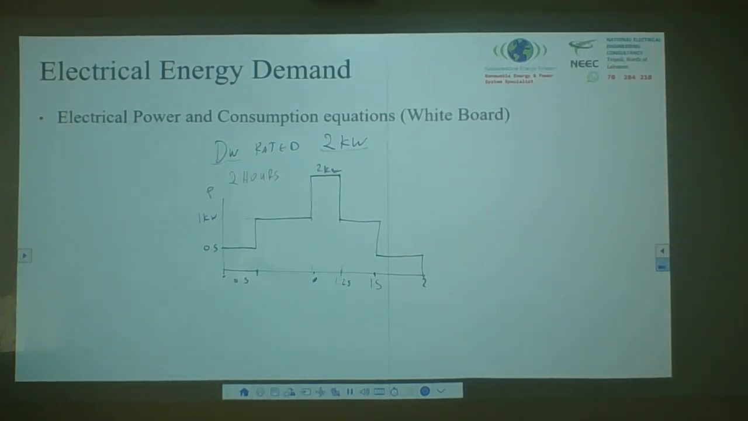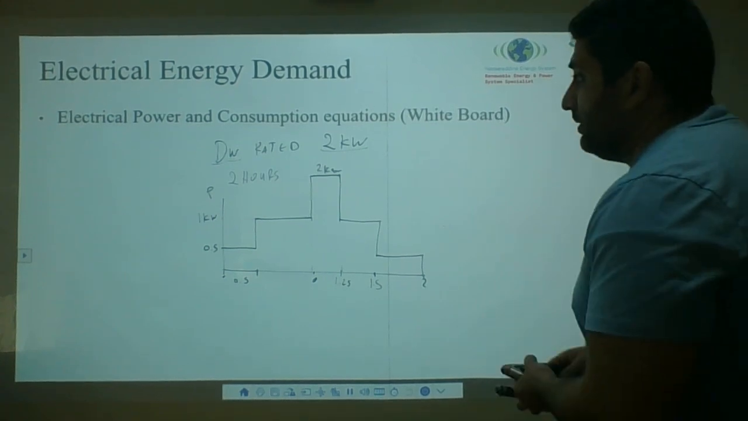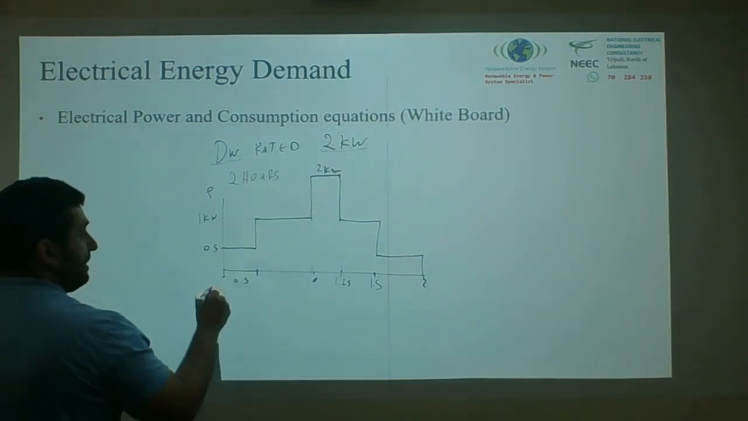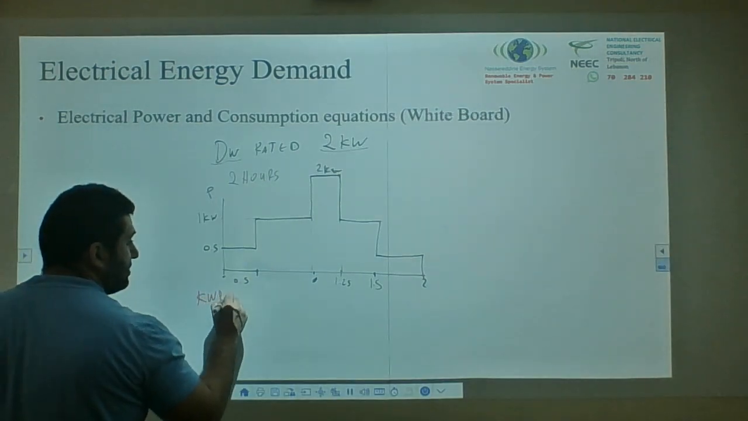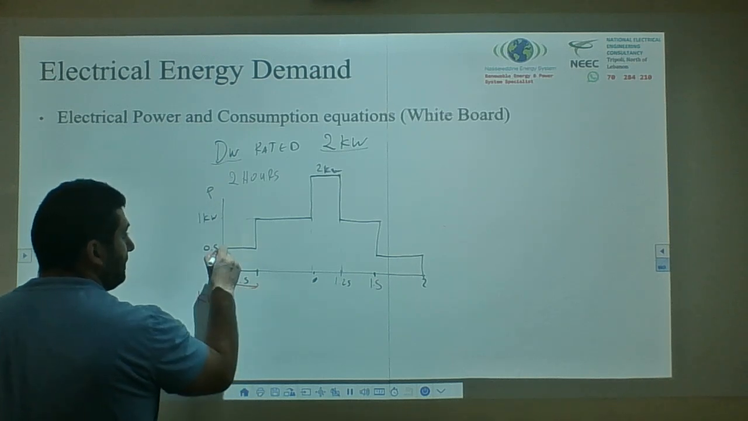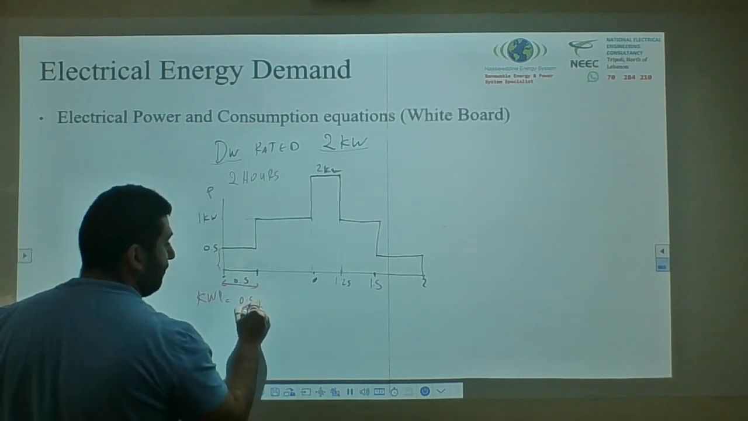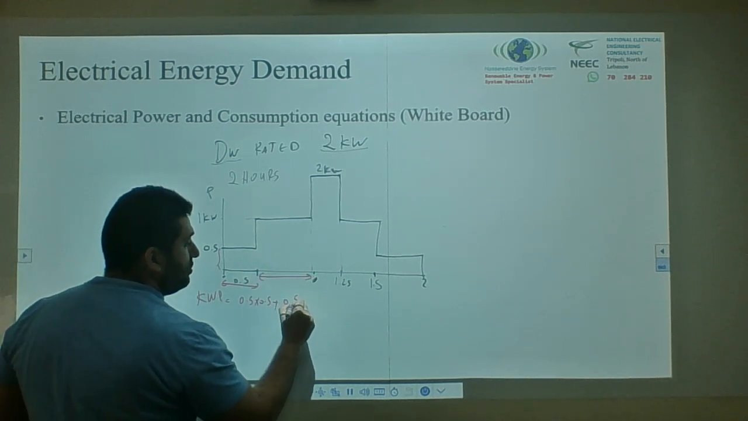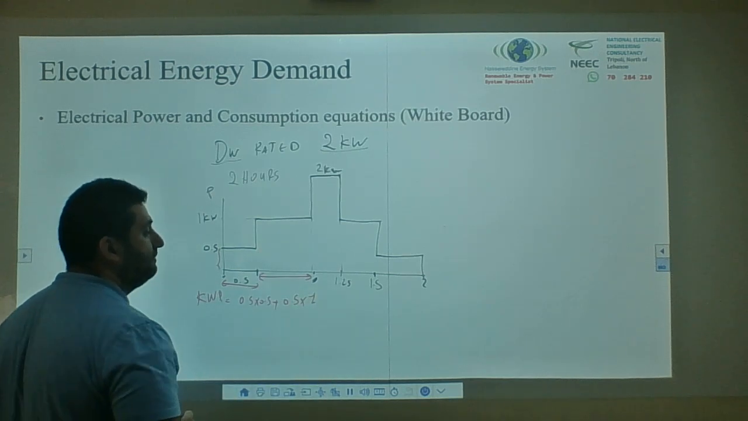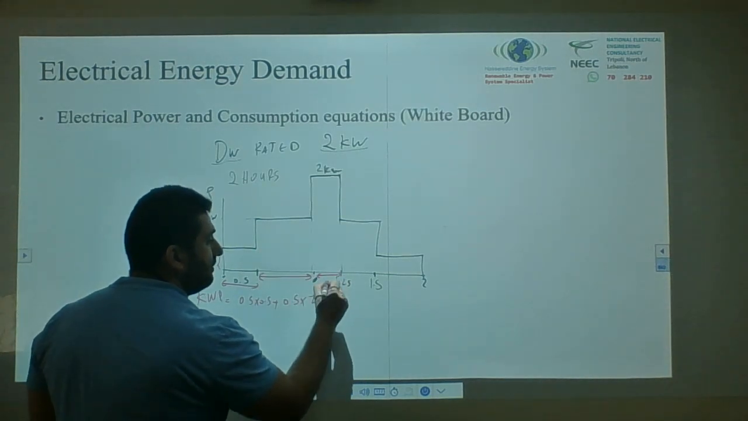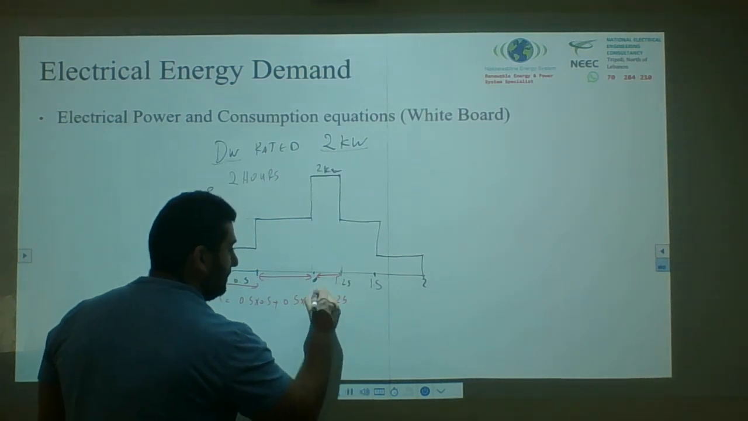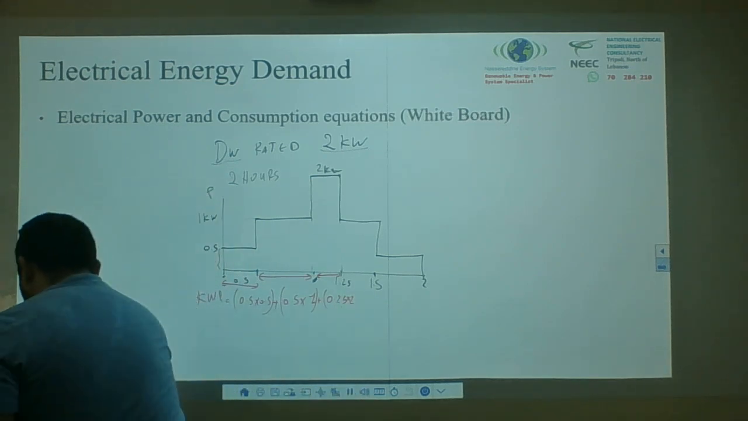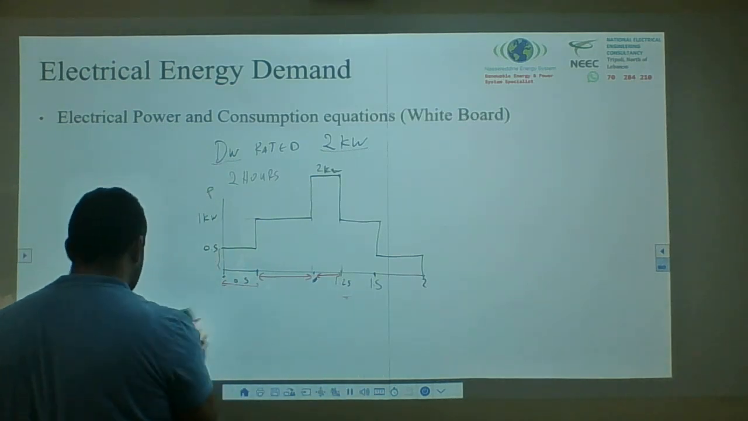So guys, how do I determine my consumption? My energy consumption, guys pay attention, the kilowatt hours, is equal to this time multiplied by this power, equal to 0.5 multiplied by 0.5 plus this period, which is 0.5 times 1 kilowatt, plus this period, 0.25, each one of them, multiplied by 2.